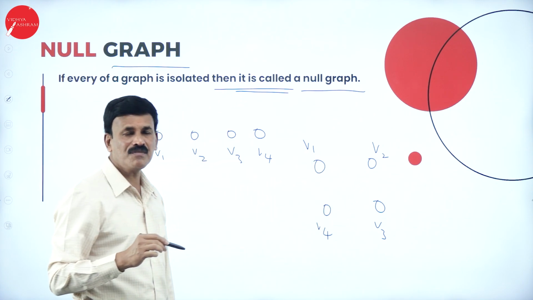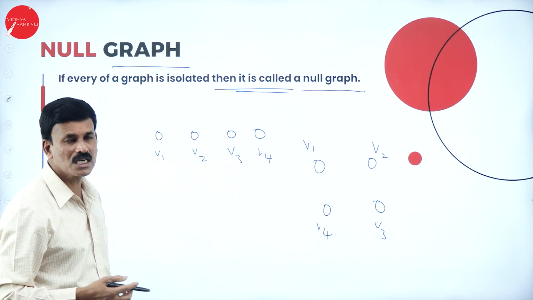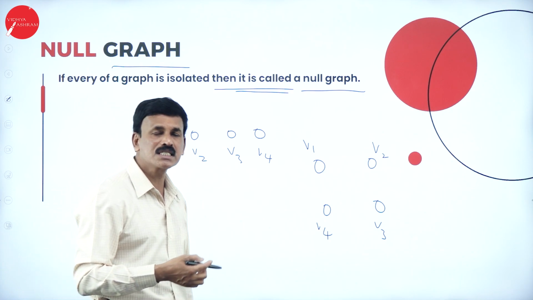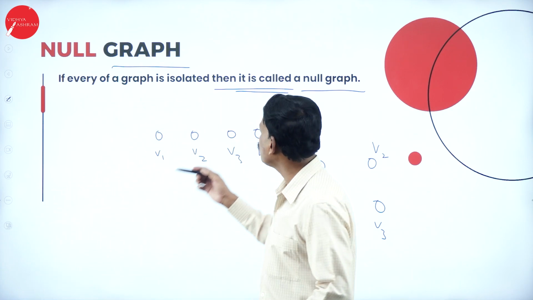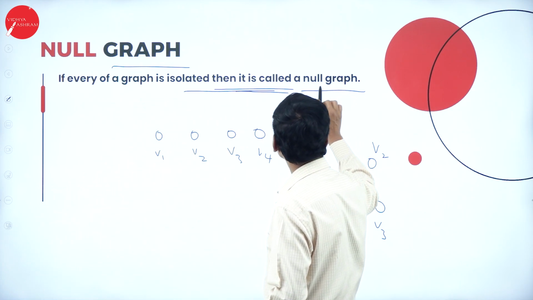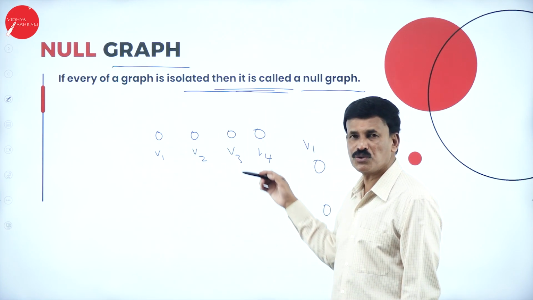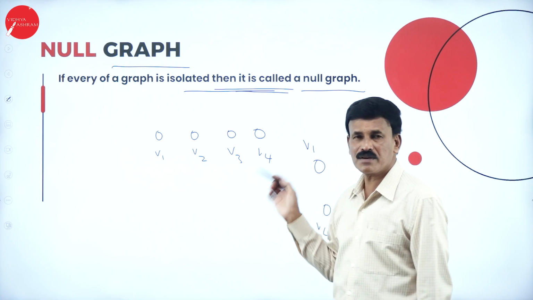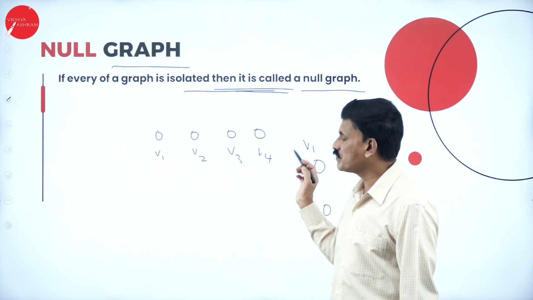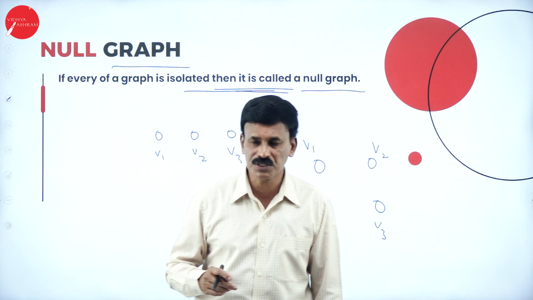That means a graph that contains n number of vertices but no edges is called a null graph. That is, if it is isolated, then it is called a null graph. So it contains a number of vertices but no edges, then such a graph is called a null graph, right?